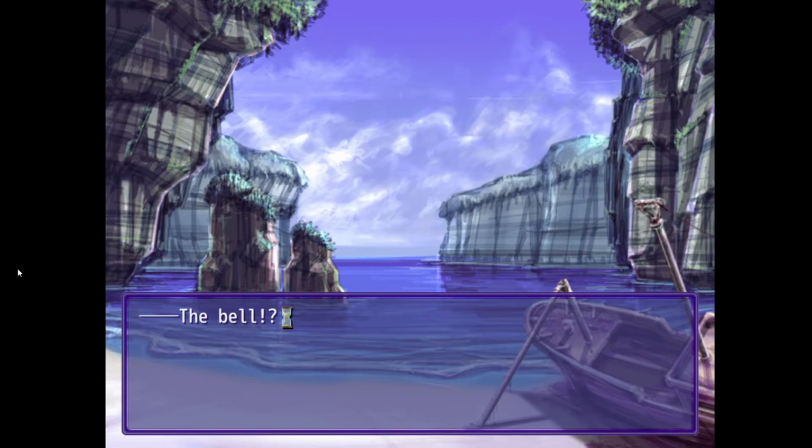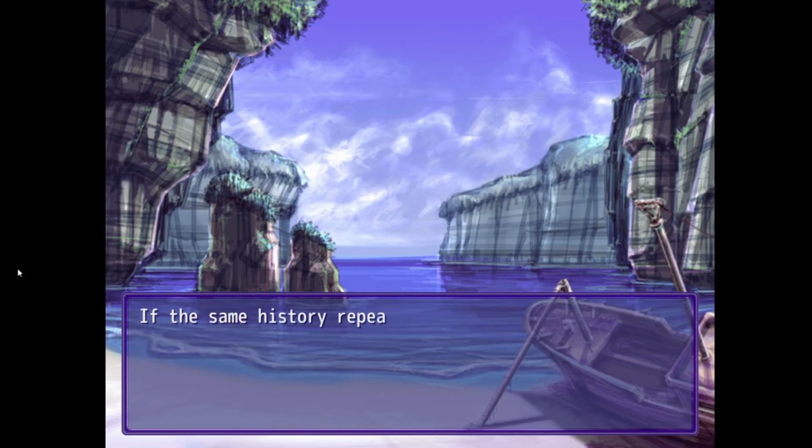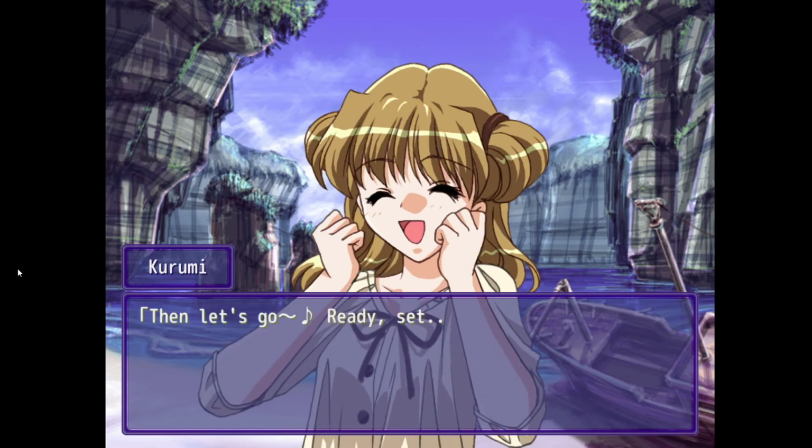Which means that's the bell, which seems like it's turning out to be a Vahi. On the last forest, Kurumi picked up the bell on the Prince's Beach and gave it to Izumi-san. If the same history repeats itself, then, hey Kurumi, can I have a look at it? Alright, if you best Kurumi at rock, paper, scissors. Rock, paper, scissors. Now's not the time for... It's fine, it's fine. Then let's go.